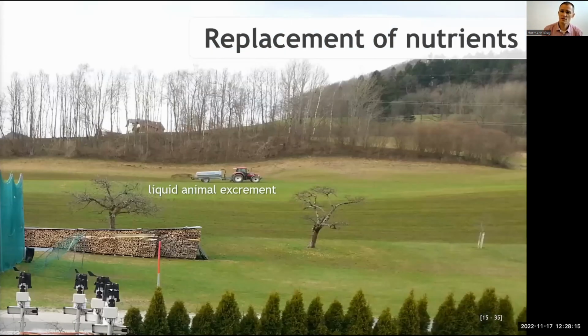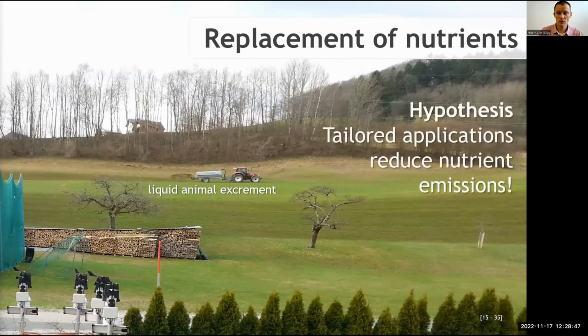Replacing the nutrients usually takes place with liquid animal excrement. So they are sprayed on the grass surface. And now imagine, you know this slope already. There is quite wet soil. The saturation level of the soil is quite high. We have a heavy rainfall event. And then you can imagine what will happen with the fertilizers put to the field here.